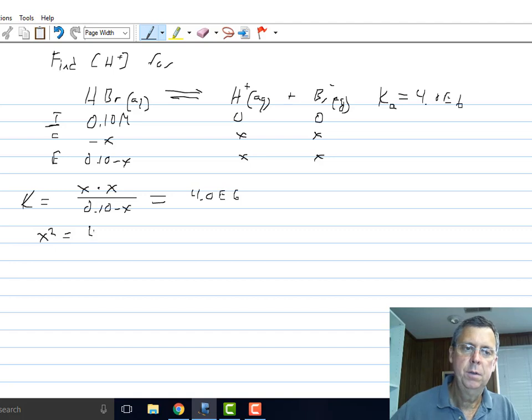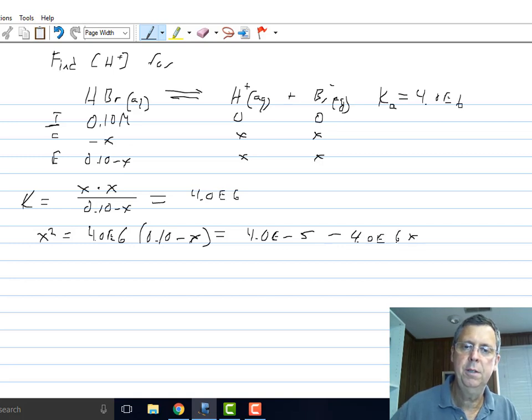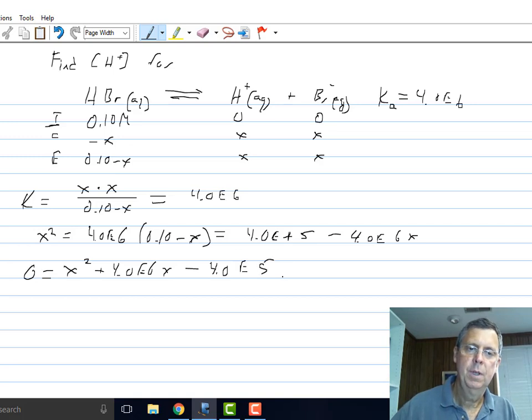Of course, x squared is 4.0 times 10 to the 6th times 0.10 minus x. To work this out, that is 4.0 times 10 to the 5th minus 4.0 times 10 to the 6th x, which means that 0 equals x squared plus 4.0 times 10 to the 6th x minus 4.0, sorry, 10 to the plus 5, I messed that up there. 4.0 times 10 to the 5th, and solve this and you should find the roots. So again, go work this out yourself and come back here and see if we can get the same values.